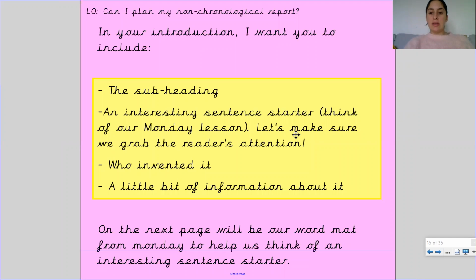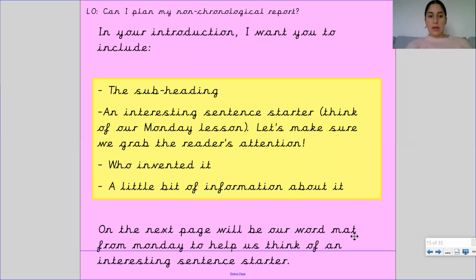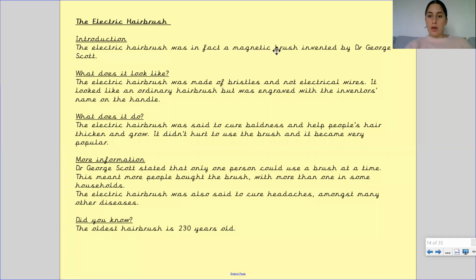An interesting sentence starter. So as I said, we've learned a lot about how to make our sentences more interesting. I will show you the word mat to help you choose a sentence starter, but I want an interesting sentence starter. Although one hasn't been used here, we can make our non-chronological report a lot better. So an interesting sentence starter, let's make sure we grab the reader's attention. We don't want the reader to be bored when they're reading our non-chronological report. Then again, information about who invented it.